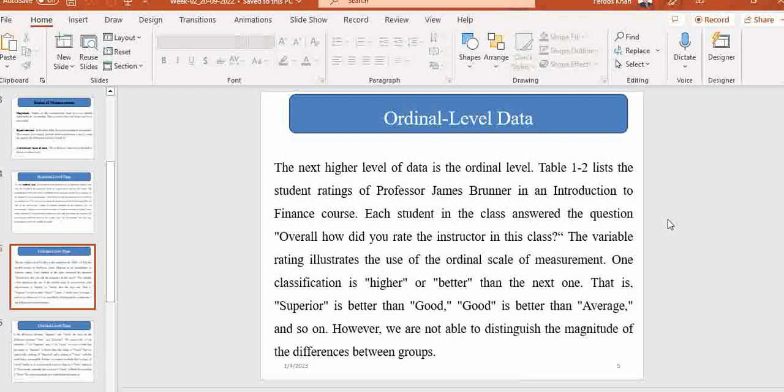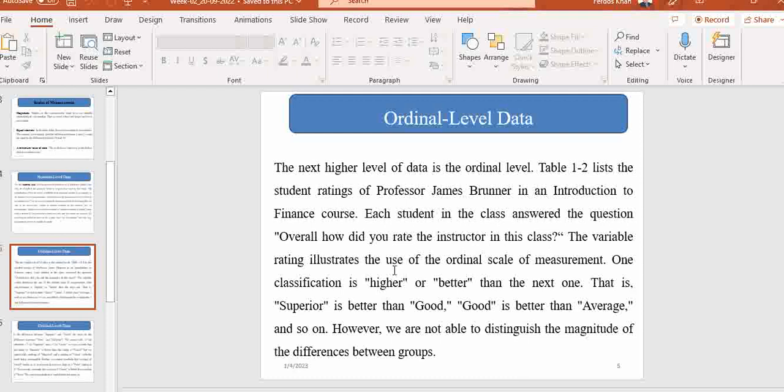Okay, this table is not here, so I will not explain this, but let's see. Table 1 to 2 lists the student rating. You can see we don't have the table, but we can understand the message. It lists the student rating of Professor James Brunier in an introduction to finance course. Each student in the class answered a question: overall, how did you rate the instructor in this class?